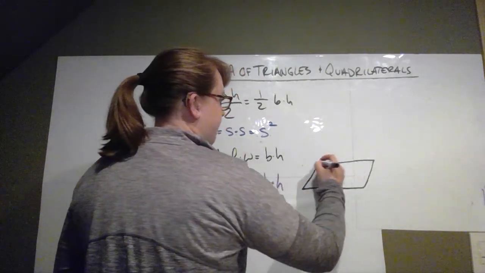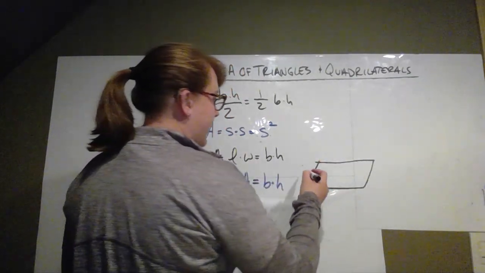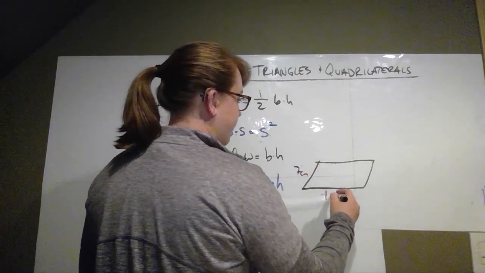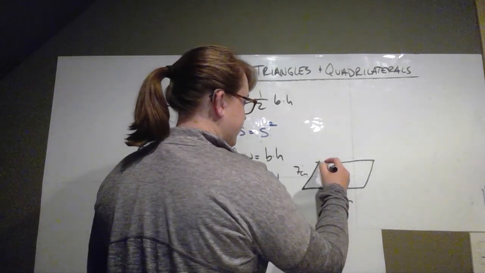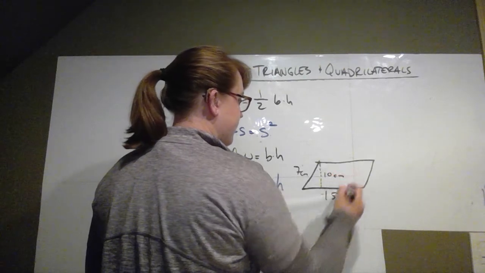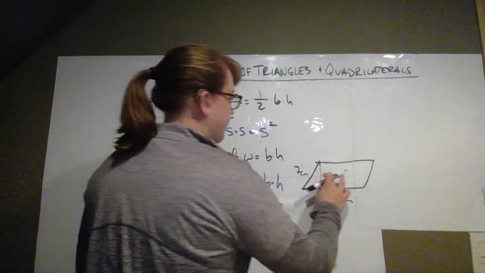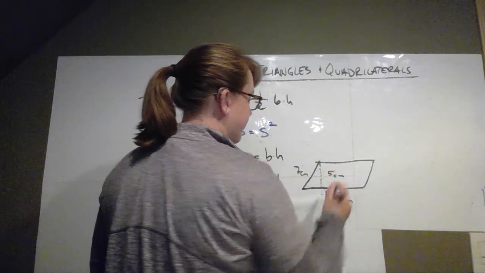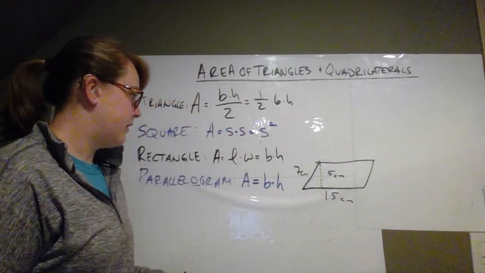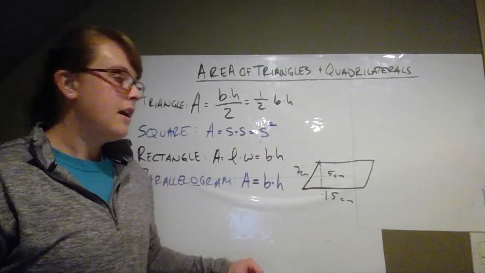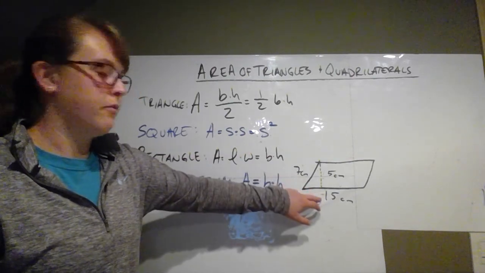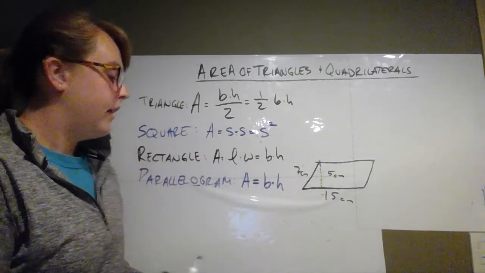Here's our parallelogram. Now I might know all kinds of information about it. I might know that this is 7 centimeters and this is 15 centimeters and this is 10 centimeters. No, that can't be 10. Just kidding. 5 centimeters. So we might know all kinds of information like that, but my base and my height are not necessarily these two. In fact, unless it's a rectangle, it won't be these two.